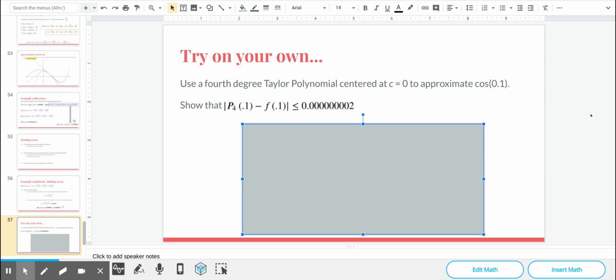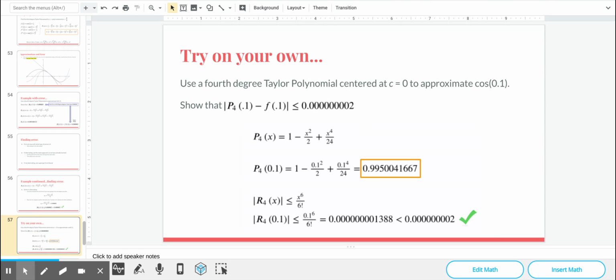All right, let's take a look at the answer. So here is my fourth degree Taylor polynomial for cosine. Hopefully that's familiar to you. What I want to do is take that polynomial and plug in my input, so 0.1. If you use a calculator, you would get this nice long decimal. And so this is my actual approximation. So I just checked off sort of the first part of the problem. Now I want to find the error associated with this approximation.